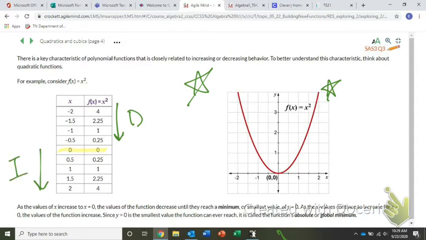Now, as for the x values that continue to increase, you also notice that the values of y increase. Okay? So, right here, since y equals 0 is the smallest value the function can reach, it is called the function's absolute minimum or global minimum. The lowest point on the graph is called the absolute or global minimum.